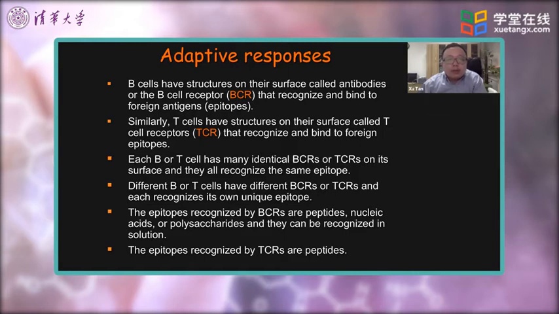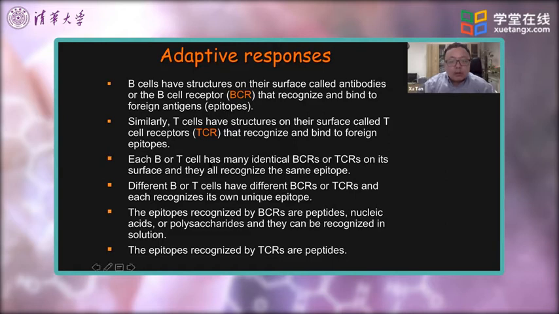Both B cells and T cells have structures on the surface called B cell receptors as well as T cell receptors, BCR or TCR in short. These are receptors that can recognize and bind to foreign antigens, or so-called epitopes. That really gives the specificity of targeting different pathogens.